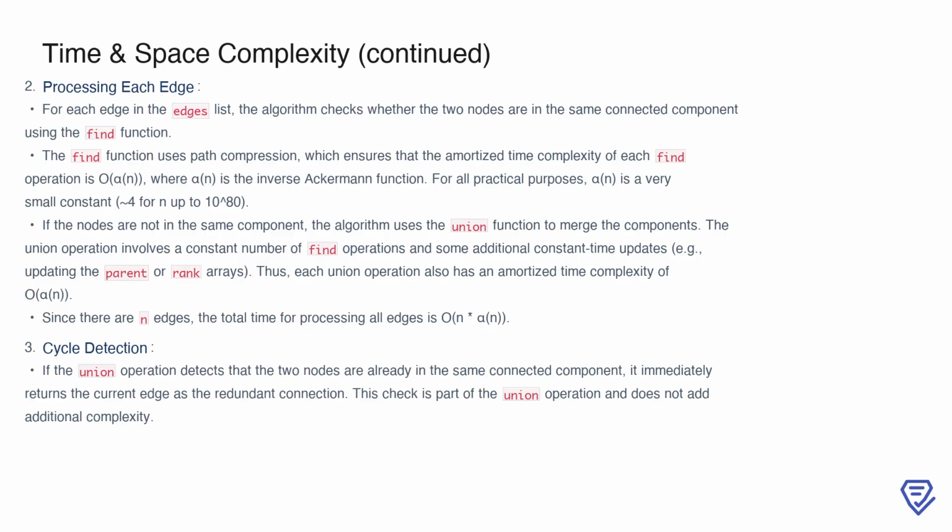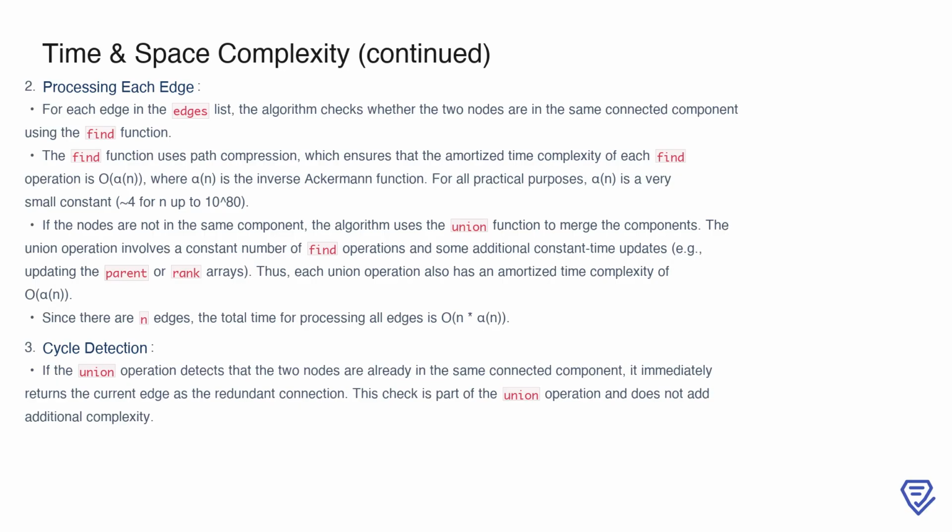Now, when processing each edge in the graph, the algorithm uses the find function to determine whether the two nodes connected by the edge belong to the same connected component. The find function incorporates path compression, which flattens the structure of the tree over time, ensuring that the amortized time complexity of each find operation is O(alpha(n)). Here, alpha(n) is the inverse Ackermann function, which grows extremely slowly and is effectively a small constant for all practical input sizes. If the nodes are not in the same component, the union function merges them.